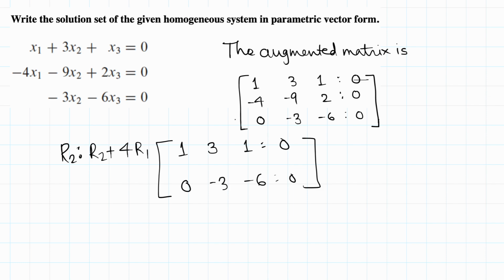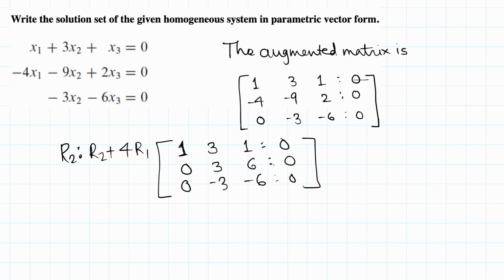-4 plus 4 is 0. -9 plus 4 times 3, 12. -9 plus 12 is 3. 2 plus 4 is 6, and 0 stays 0. Okay, now this is pivot 1 0 0. Good. Now we're going to make this 1, just to make this 0. 1 is not really needed, but that's preferred so that we can make 0.